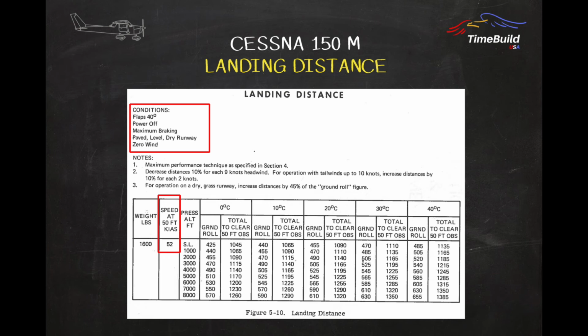The runway is assumed to be paved, dry, and level. Note 3 does make allowances for a dry grass runway, but remember that TimeBuildUSA aircraft must only be operated from paved runways. Wind conditions are calm, though Note 2 provides an adjustment for both headwinds and tailwinds. Distances should be decreased by 10% for each 9 knots of headwind and increased by 10% for each 2 knots of tailwind. Finally, the airspeed at 50 feet is 52 knots, which is significantly slower than the 60-knot approach speed used in normal operations with up to 30 degrees of flap.